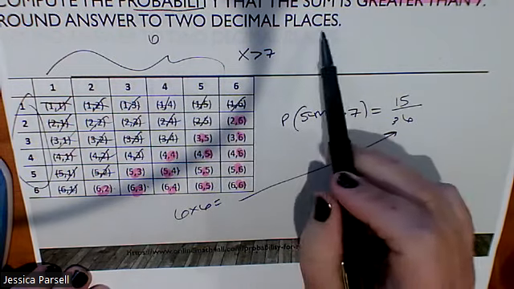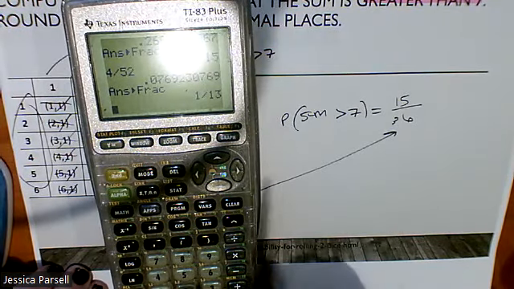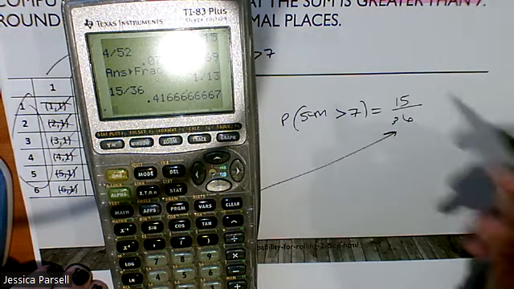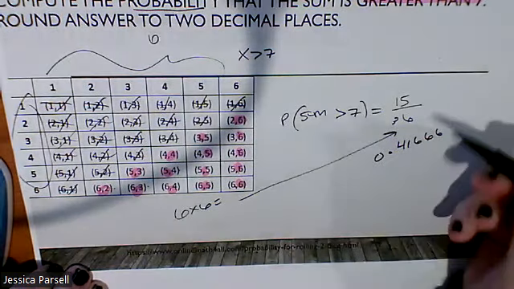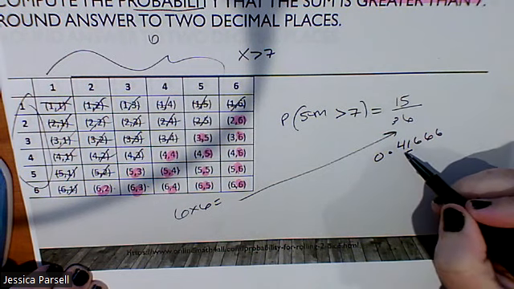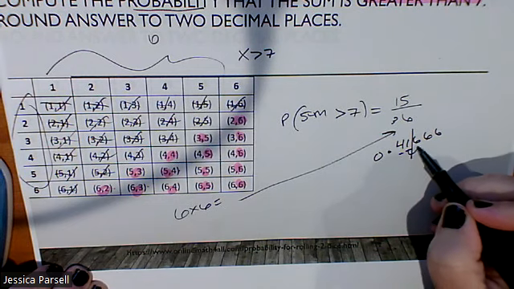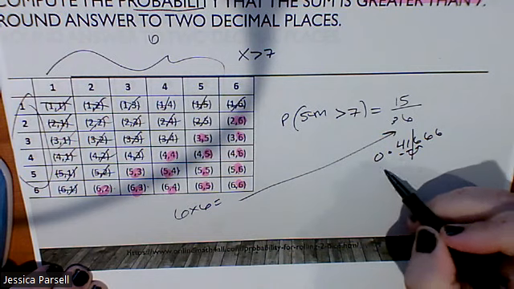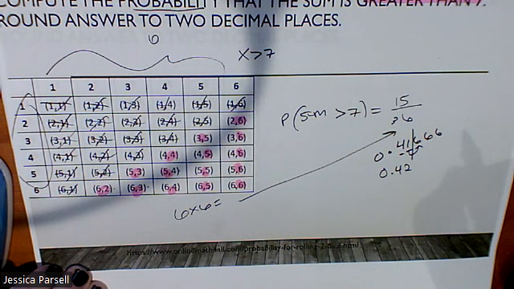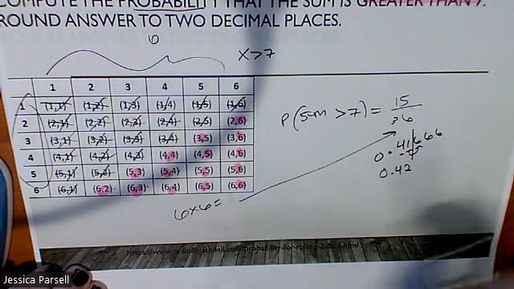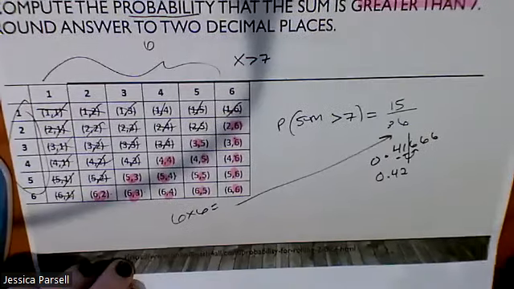Now, they said round your answer to 2 decimal places. So that means Alex is not going to be happy with this fraction. So we're going to do 15 divided by 36. It's going to be 0.41666, and it keeps repeating. So for 2 decimal places, we're out here at the hundredths place. You're going to mark your territory. So 2 decimal places is this guy right here. Put up a wall. Your 1 here is going to look at that 6 right there, and that 6 is going to tell that 1 to round to a 2. So we have a 42% chance, or a 0.42 chance, of rolling 2 die and the sum is greater than 7. Okay, so I have one for you to try.